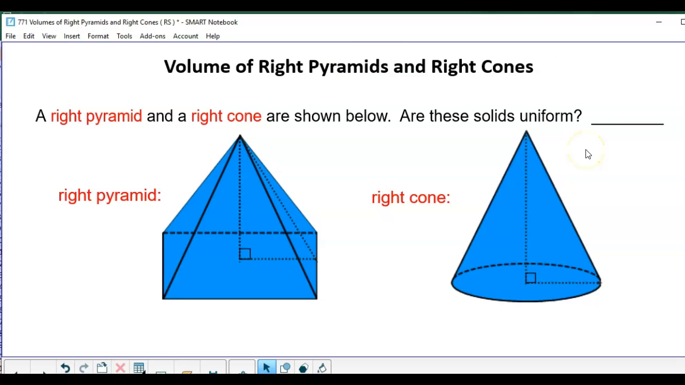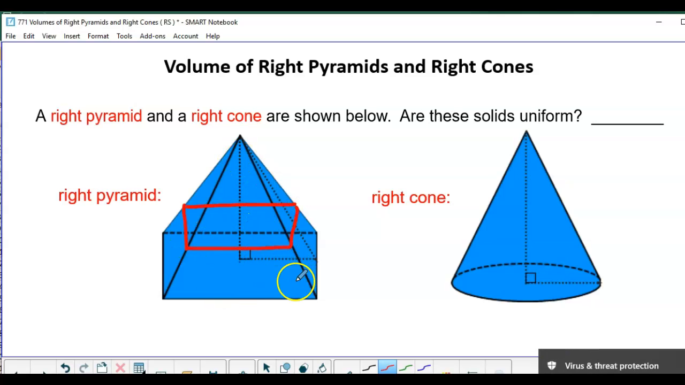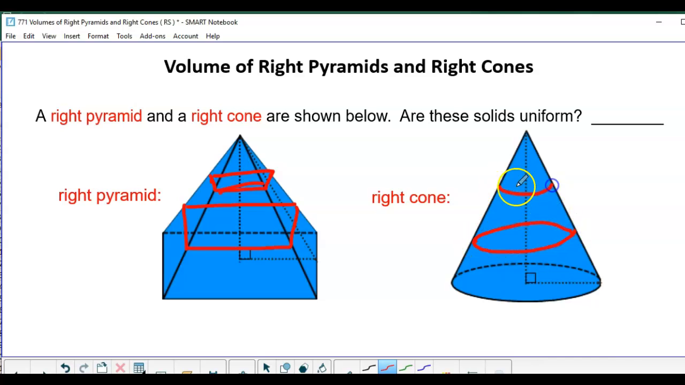Okay, so a right pyramid and right cone are shown below. Are they uniform? If you try to draw a cross-section, for example, if I try to do one here, it would look kind of like this, right? This is kind of a weird angle, but it's a rectangular base. And then if I try to do it up here, oops, that's not very good. It's going to be a different shape. Same thing here. If I do a cross section there, that circle's different from this one. So are they uniform? No.